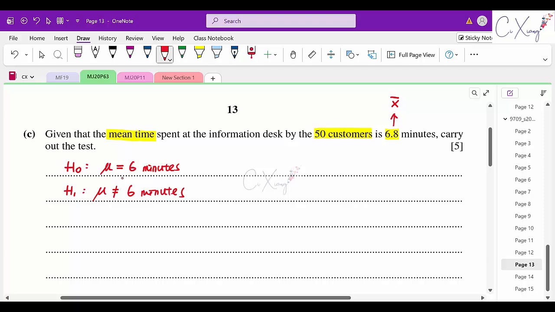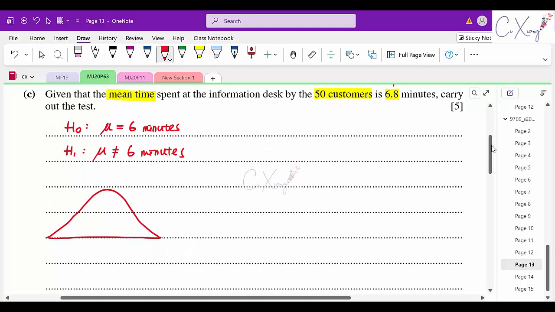Okay, so this is the first step that we have. Second step, we want to carry out, we want to find out the critical value. For me, I know that it is a normal distribution, and I want to find out the critical value. All right, so for the critical value, I know that for this particular test, it is a two-tailed test.